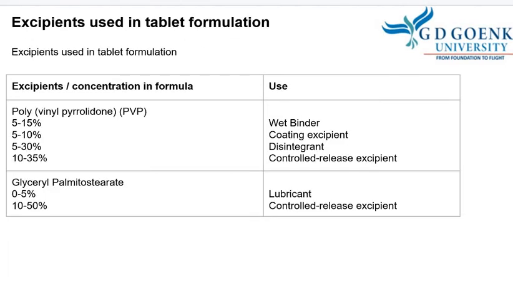The other excipients are polyvinyl pyrrolidone or povidone. This is also a binder or a polymer, synthetic polymer. In 5 to 15% concentration, they are used as a wet binder. 5 to 10% they are used as a coating excipient. 5 to 30% they are used as a disintegrant. 10 to 35% they are used as a control release excipient. Glyceryl palmitostearate 0 to 5% as a lubricant, 10 to 50% as a control release excipient.